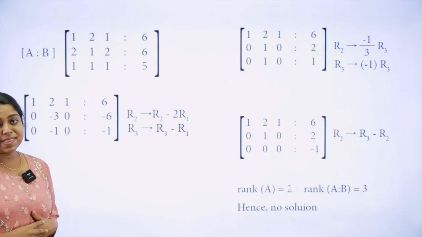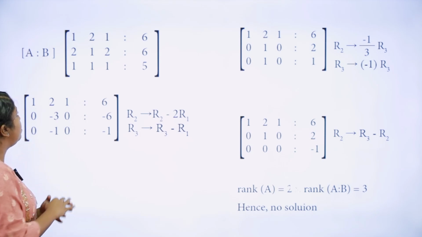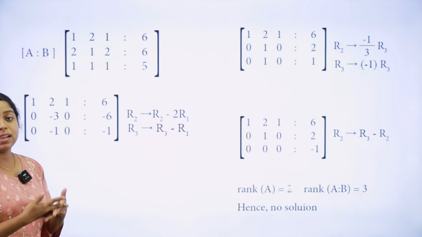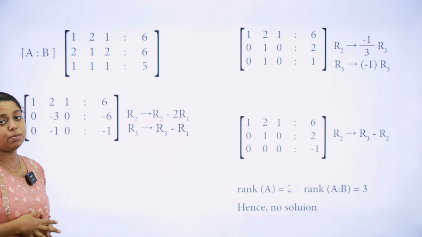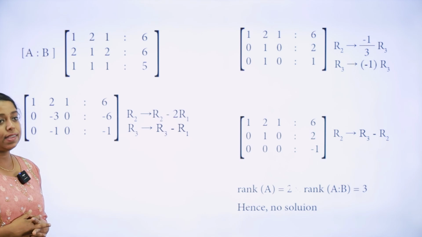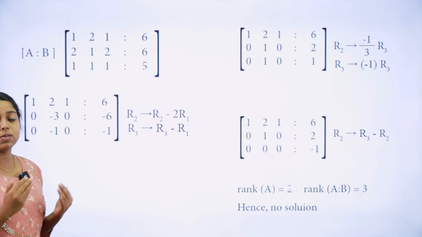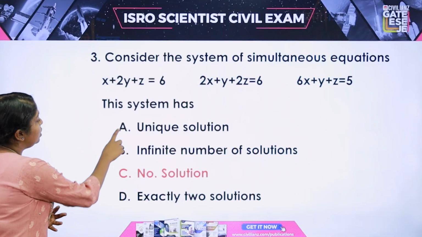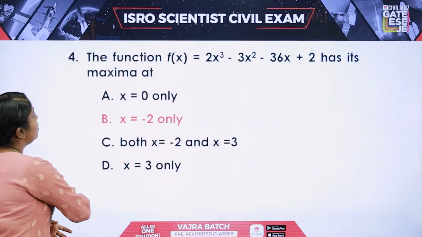So we will express these three equations in the form of an augmented matrix, and on combining the matrix we will obtain it like this. Then we will conduct row transformation on the augmented matrix, and we are able to find out that the rank of the matrix A is equal to 2, but the rank of the augmented matrix is equal to 3. So since the ranks are different, there will be no solution. So the answer is option C, no solution. Now let's move on to the fourth question.